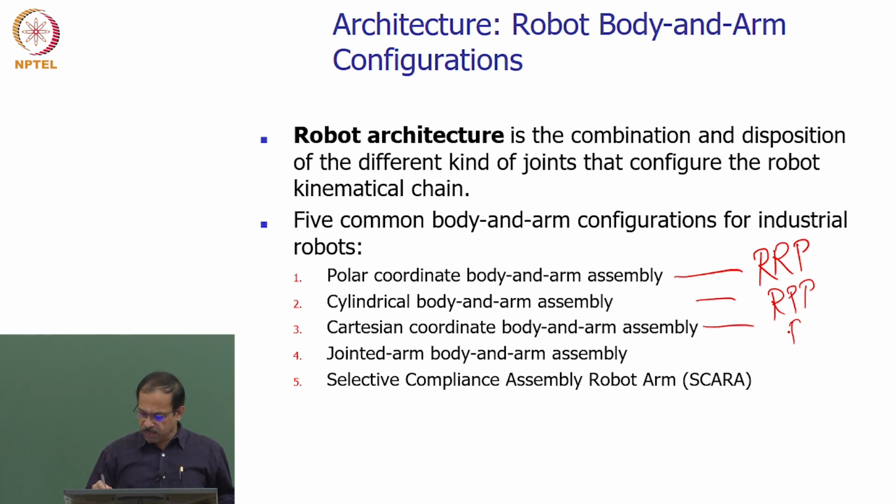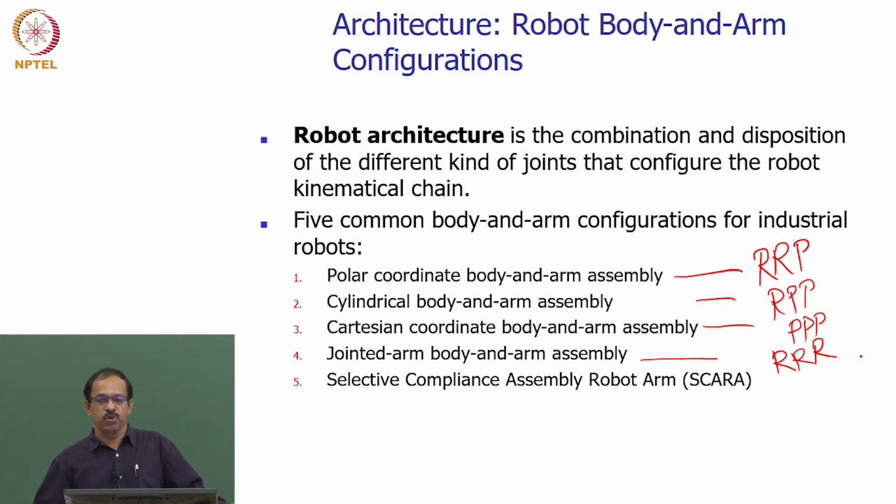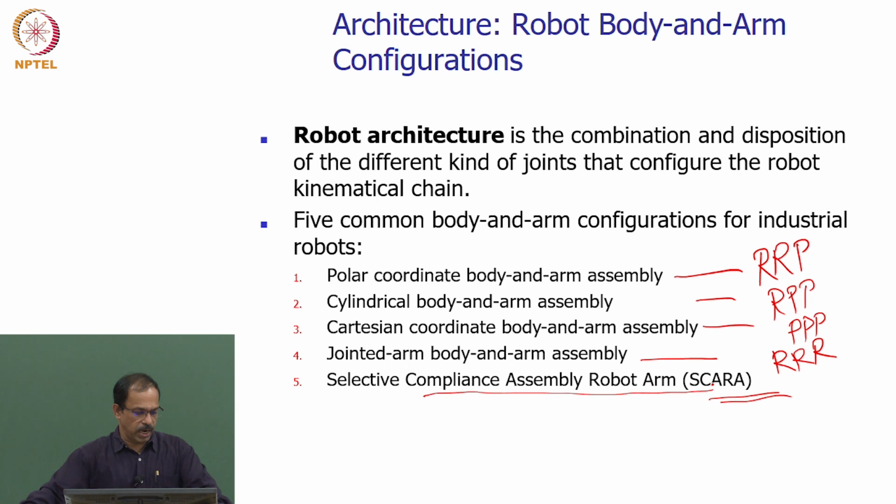And then if all of them are P, you will get a Cartesian coordinate body and arm assembly. So this was what we saw in the last class. And again, the jointed body and arm architecture is RRR. If all the joints are rotary joints, we get a jointed arm body and assembly architecture. Another variation of this is the SCARA, with 2 rotary joints and 1 prismatic joint. I will discuss it later. So you get a different configuration known as selective compliance assembly robot arm.